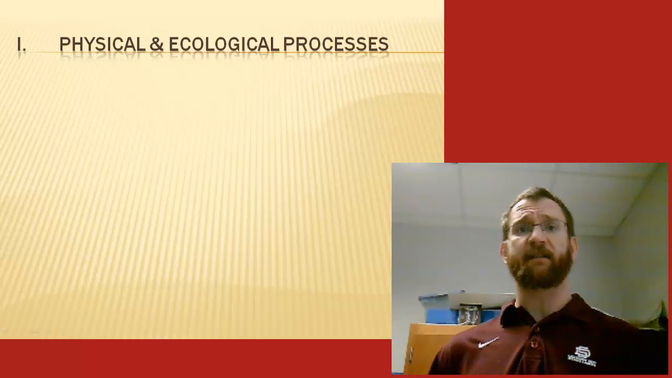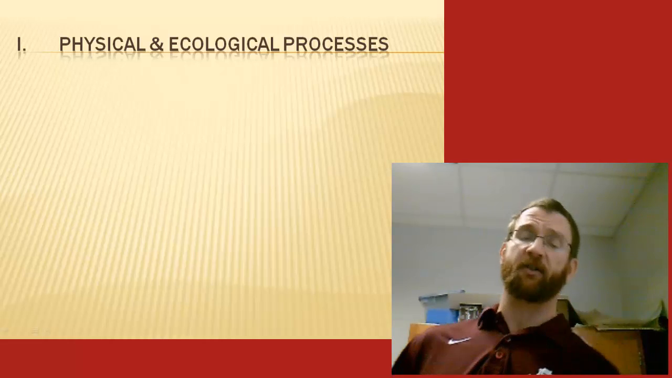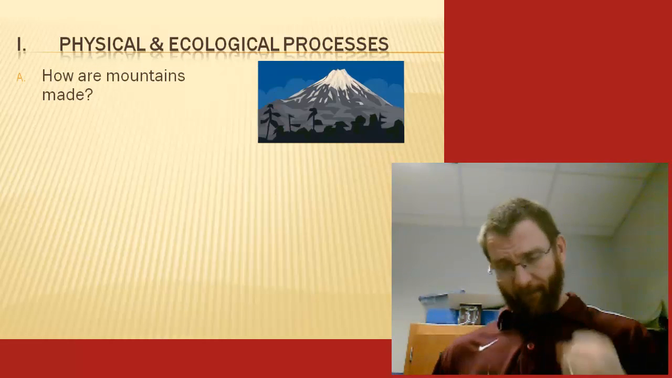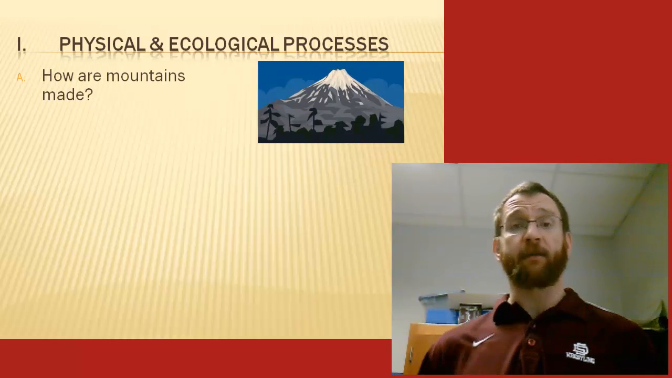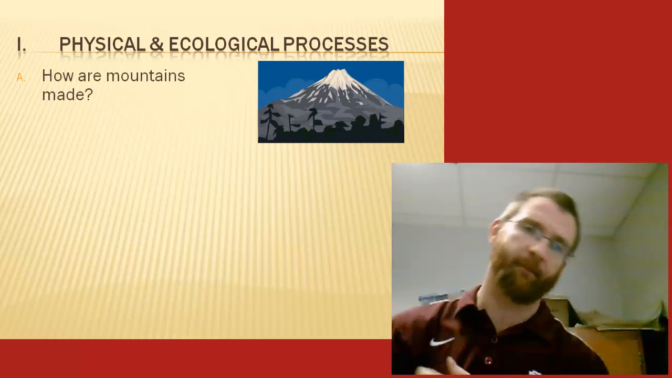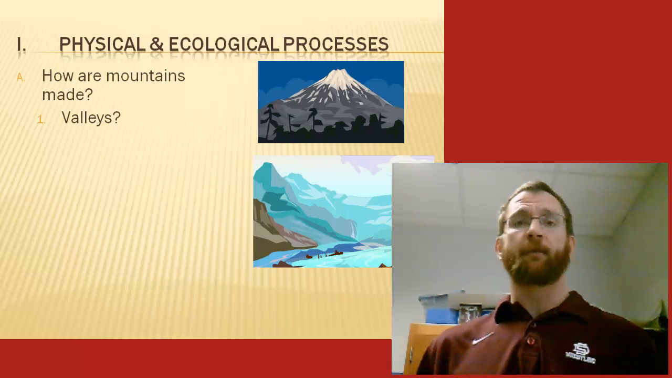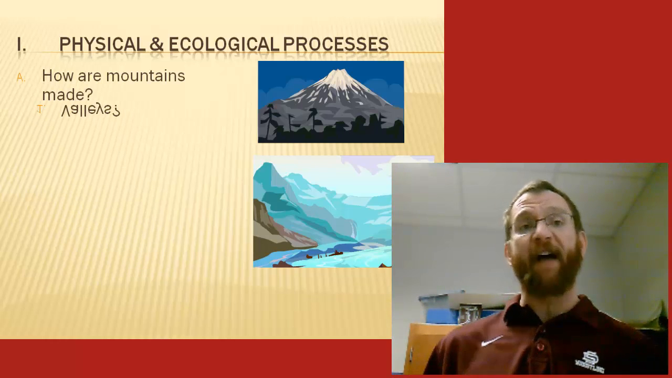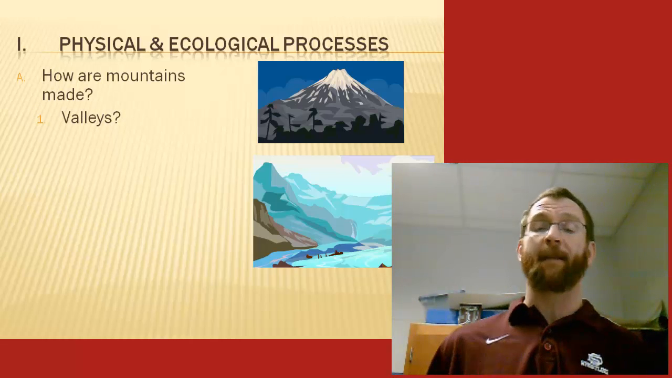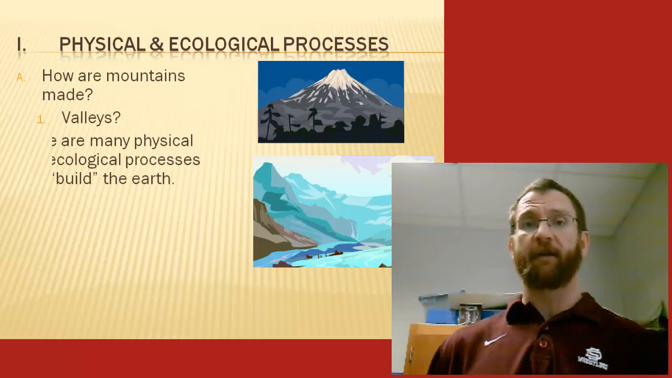So in order to start this out, we've got to talk about the physical and ecological processes that shape the surface of the Earth. So basically, I want you to think about, one, how are mountains made? You might remember this from earth science, you might remember this from other classes, but think about how mountains are made. And after you think about how mountains are made, I want you to think now about how valleys are made. So how are those valleys going to be made as compared to how those mountains are made, and what are the two differences there?